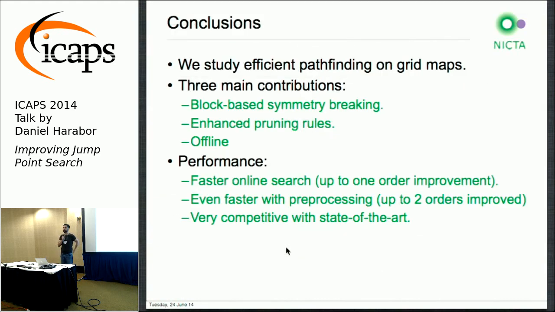So, to wrap up, we study efficient pathfinding on a grid map. So we're interested in retaining optimality. And we extend a 2011 method that speeds up pathfinding by doing symmetry breaking on the fly, okay? So we've talked about 3 different things. 1, we break symmetries over sets of states at one time. We give some enhanced pruning rules for jump point search, and we give some offline enhancements that can further speed up jump point search, okay? So we are, hopefully I've convinced you, very competitive with the state of the art.